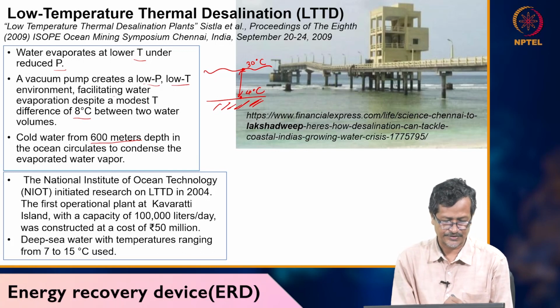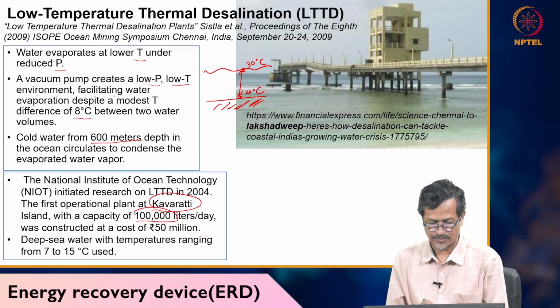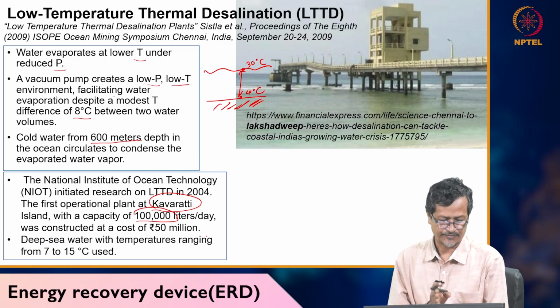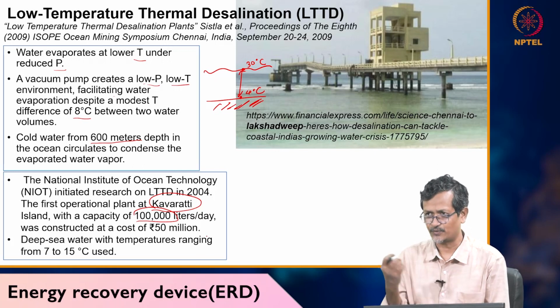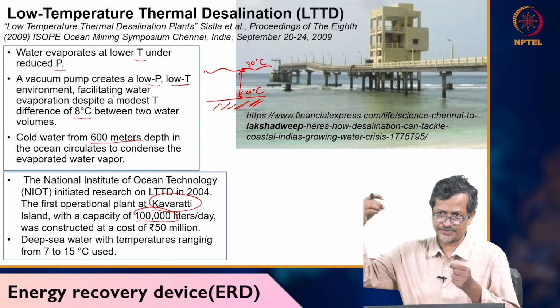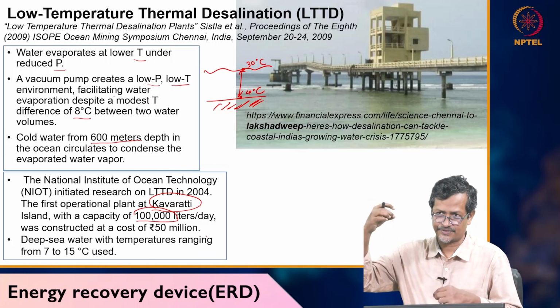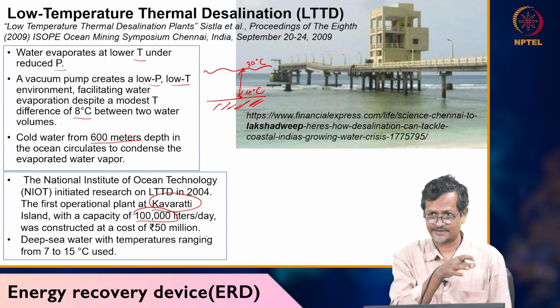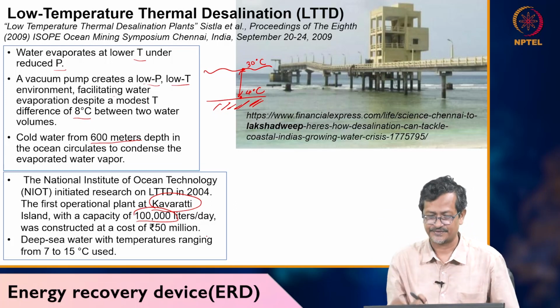So, they installed this at Kavaratti island, where they are producing 1 lakh liters, 0.1 million liters, of water per day. The deep sea water temperature is in the range of 7 to 15 degrees. Within that temperature range they are collecting water, and the surface temperature is different from the seabed temperature. Using the temperature difference they are running this flash evaporation system, okay.